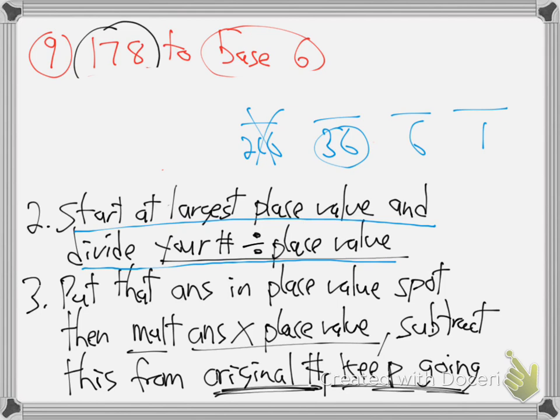So how do we do it? Basically you start with the 36s and you say, how many of these do I need? I'm trying to make the number 178. How many 36s do I need? That requires division. You take 178 on your calculator, you divide by 36.